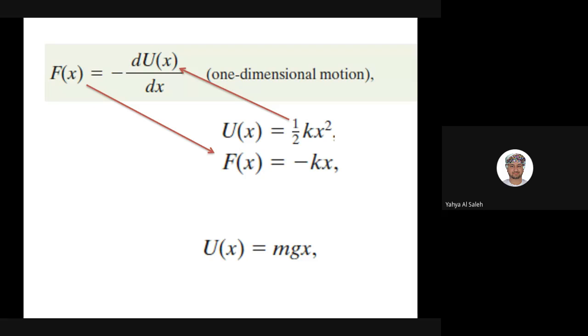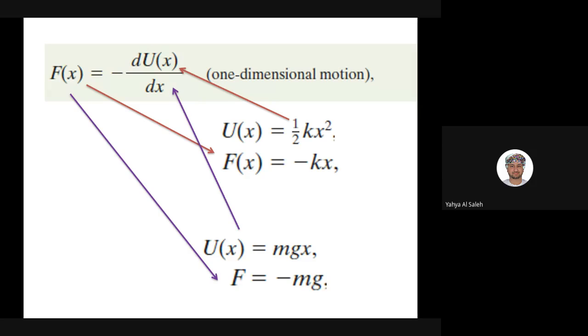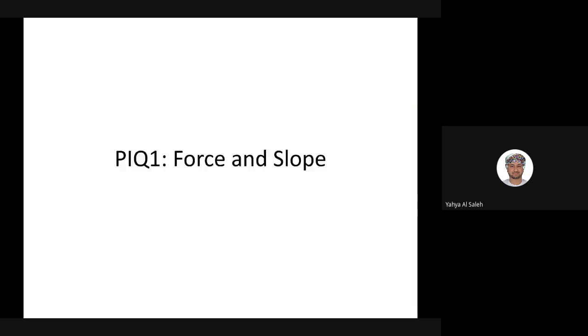Okay. For gravitational potential energy, it is mgh or mgx. What's the force? Force is equal to minus mg. Gravitational force, no? F equals mg. The weight. Nothing really complicated.